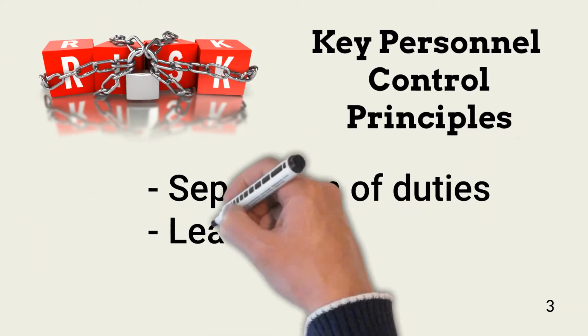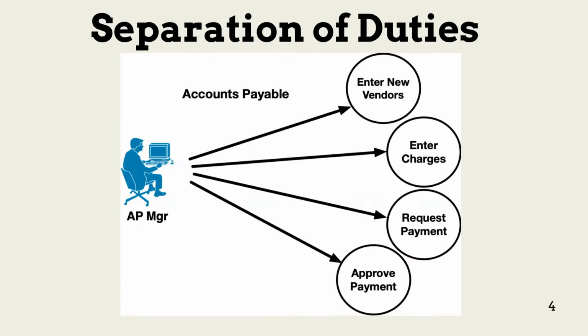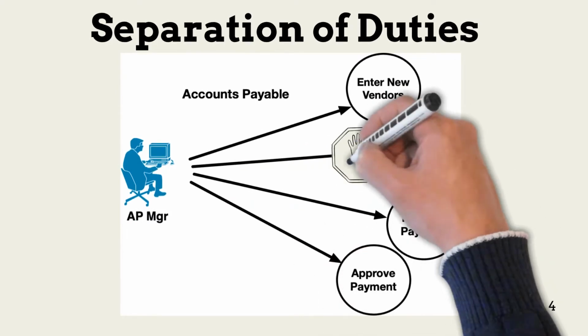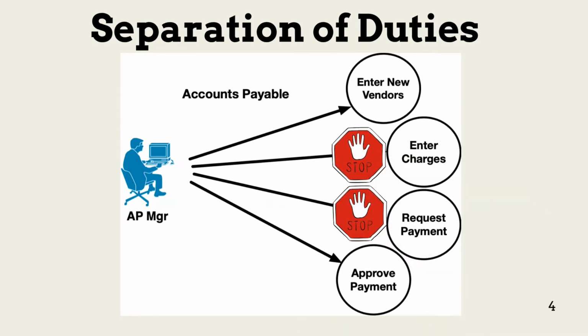Mitigating user behavior risk starts with integrating three principles into all access controls and business functions: separation of duties, least privilege, and need to know. Implementing the separation of duties principle ensures that no one person can complete all required tasks for a business process or function. In this graphic, the AP manager is prevented from performing two required tasks. Unlike some believe, managers at all levels are also subject to separation of duties and other personnel control principles.